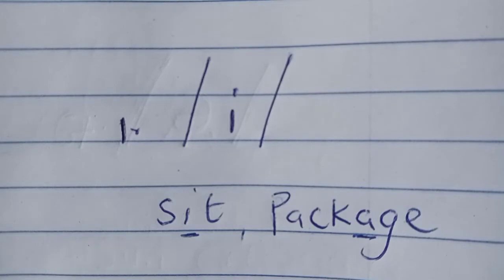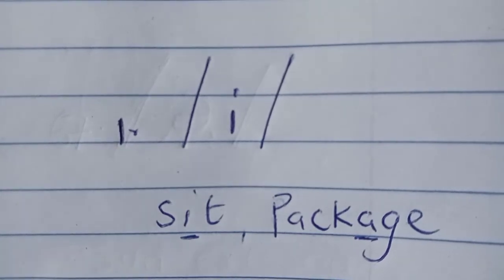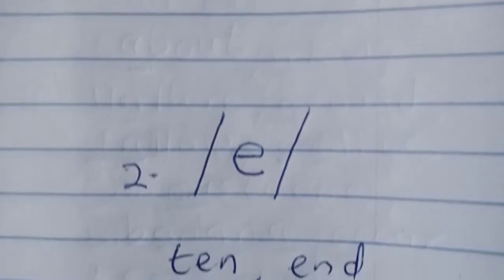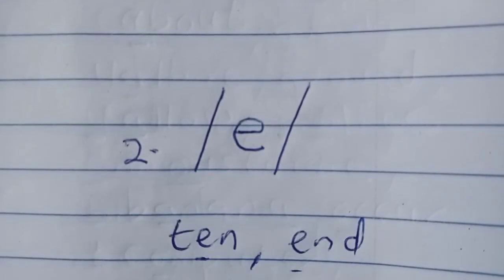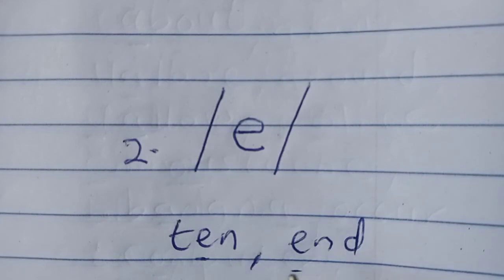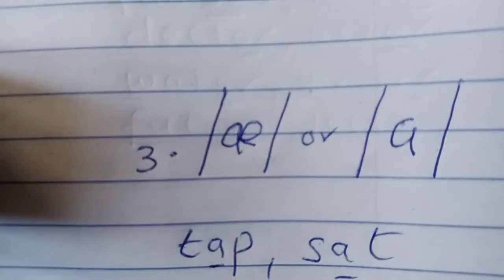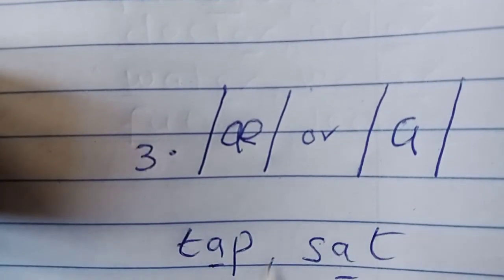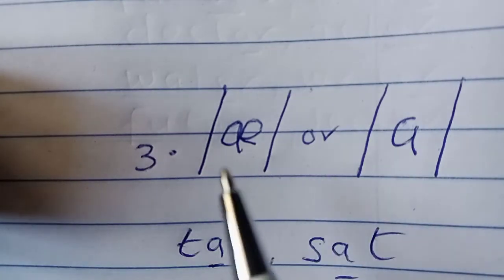Then we also looked at E, right here. E. For example, ten and end. And we also looked at A, as in tap or sat. So these were the sounds we looked at in our previous lesson.